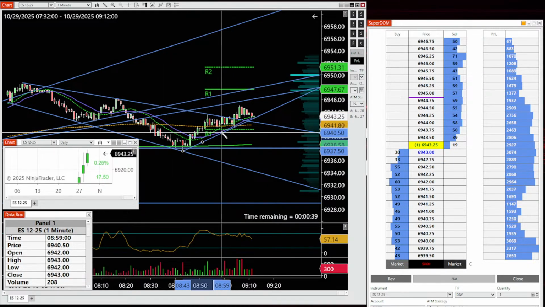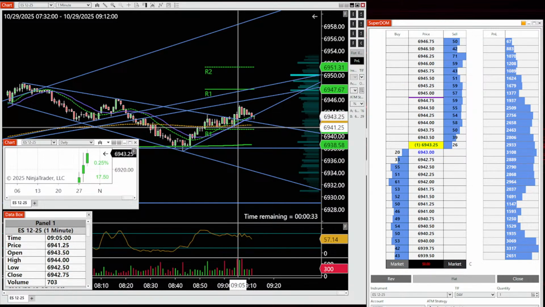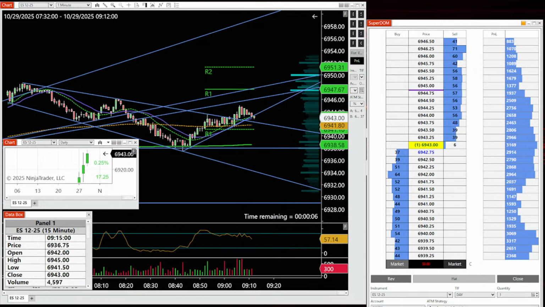But there is a lot of barcode. It's a lot of barcoding. A lot of barcoding, huh? 43.50.